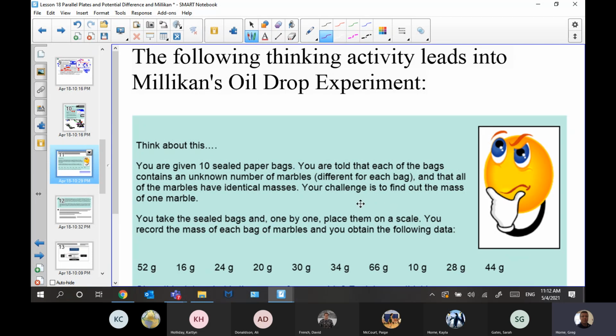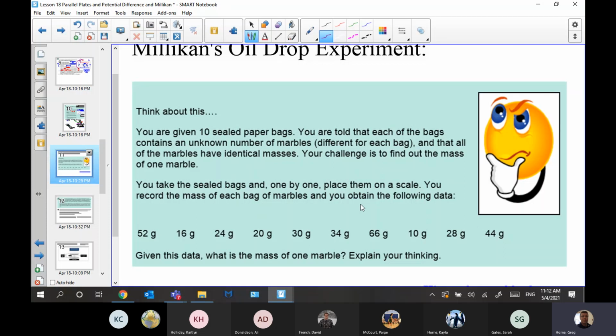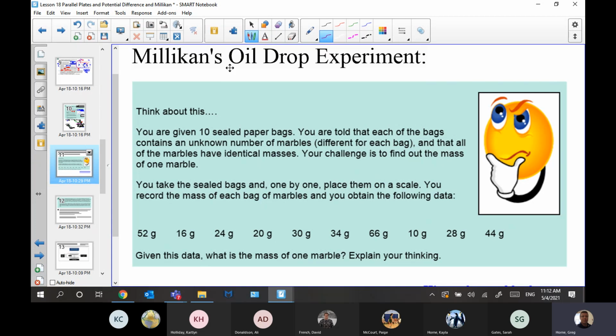All right, so we've talked about this a little bit before. I'm just going to go through this fairly quickly. The concept of this oil drop experiment is, if you had 10 sealed bags with a bunch of marbles in them, and you're weighing the mass of each bag, and you have a whole bunch of masses, then your challenge is to figure out the mass of one marble, right?